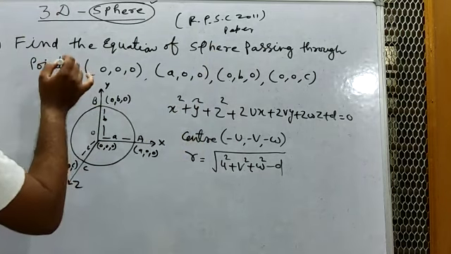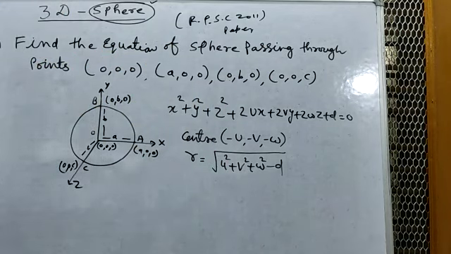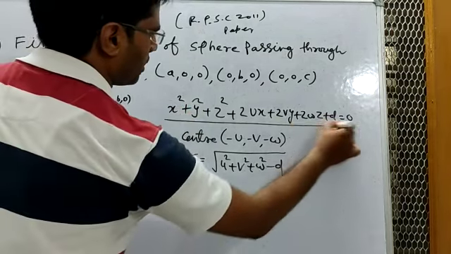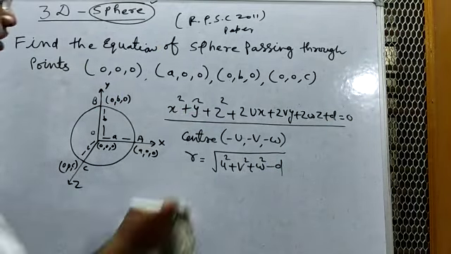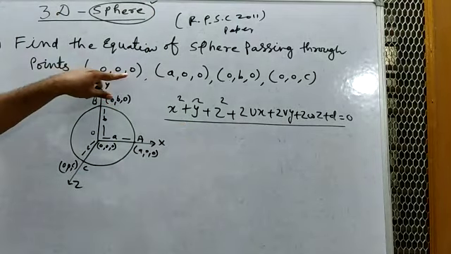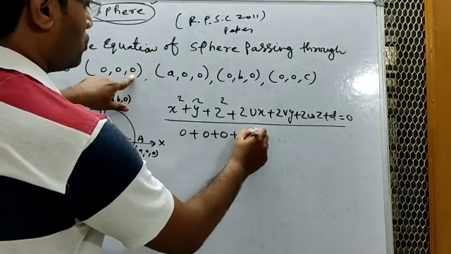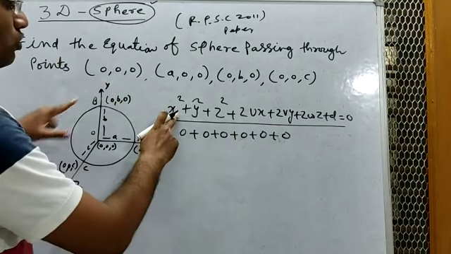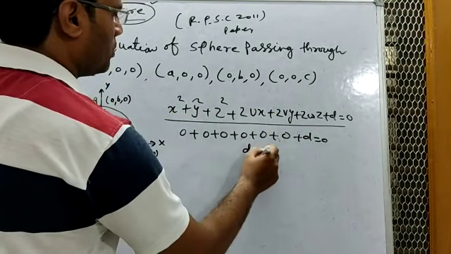Find the equation of the sphere passing through points. We have to find the equation of that particular sphere. So that is the given sphere. If it passes through the origin, then what will be your equation? If this sphere passes through the origin 0, 0, 0, then x equal to 0, y equal to 0 and z equal to 0, hence we get d equal to 0.